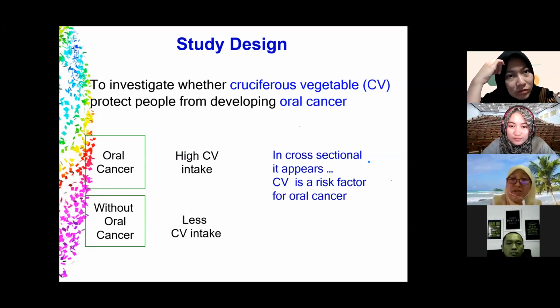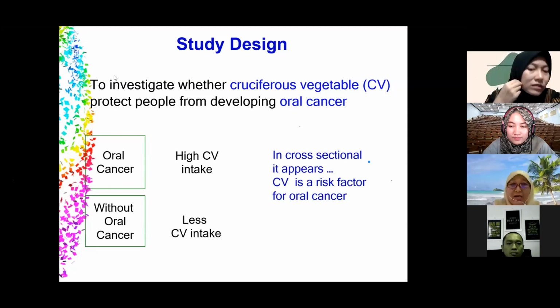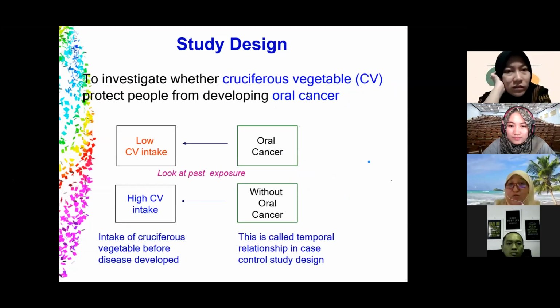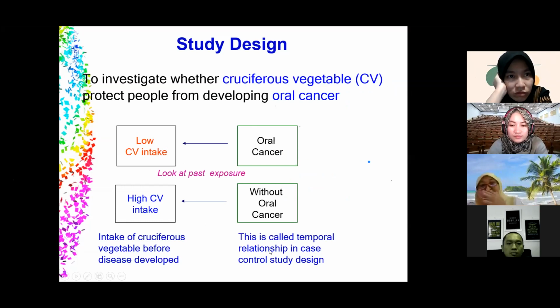Because you do a cross-sectional study, you found that orang kanser ni lebih banyak makan. Sebenarnya, kalau kita nak buat association macam ni, we have to look at the past intake of cruciferous vegetable. Macam ni. If the objective is to investigate whether CV protect people from developing oral cancer, you have to start with oral cancer, without oral cancer, and look at the past exposure. Ya, daripada 10 tahun yang lepas, contohnya, but it's a subject to recall bias lah. Low CV intake, high CV intake. So the intake of cruciferous vegetable mestilah before disease develop. Again, this is called temporal relationship in case control study design.